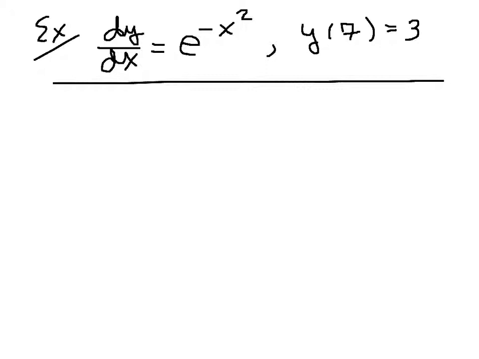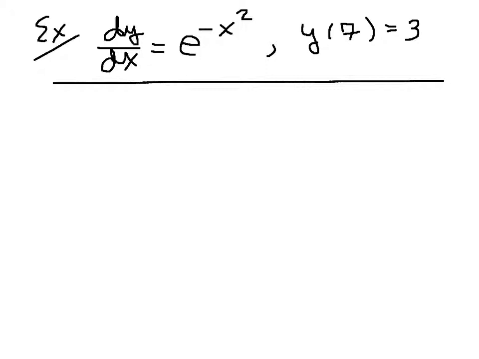Okay, let's take a look at this problem. It's a little bit more interesting. One of the things we want to point out right away is that there is no function whose derivative is e to the minus x squared. We say that e to the minus x squared is not integrable, but we still have a way to get around this. And our initial condition is that when x is 7, y is 3.